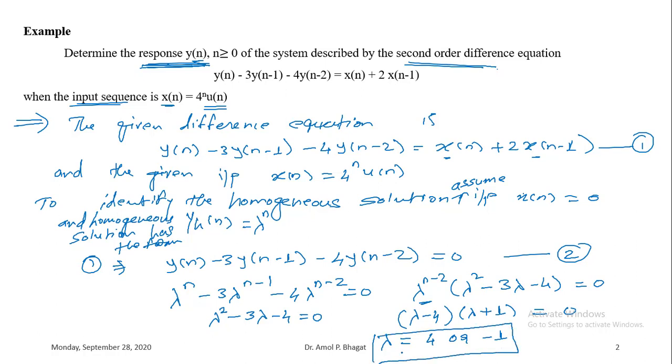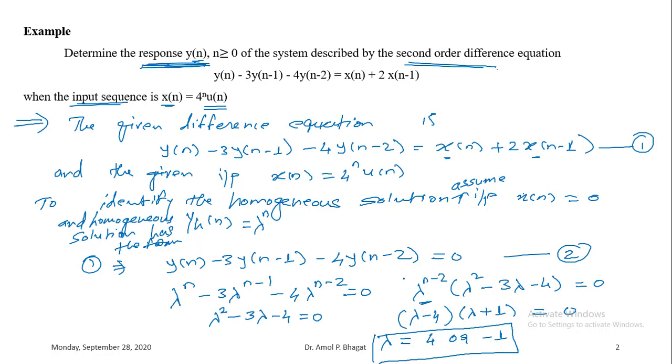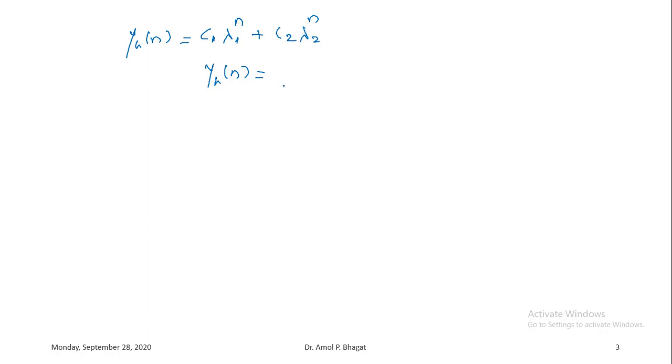Therefore the homogeneous solution, yh of n, as there are two roots, you will be considering two constants: c1 times the first root lambda 1 to the power n, plus c2 times lambda 2 to the power n. We have identified two values, that is 4 and -1. So simply here you can write c1 times 4 raised to the power n plus c2 times (-1) raised to the power n. So this is the required homogeneous solution.